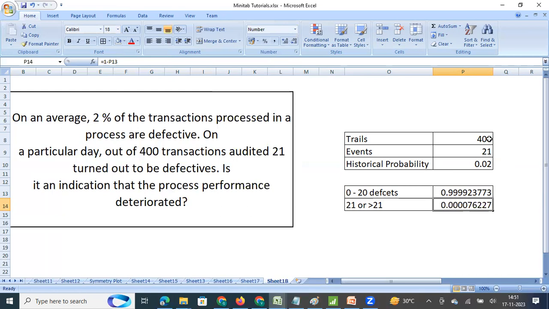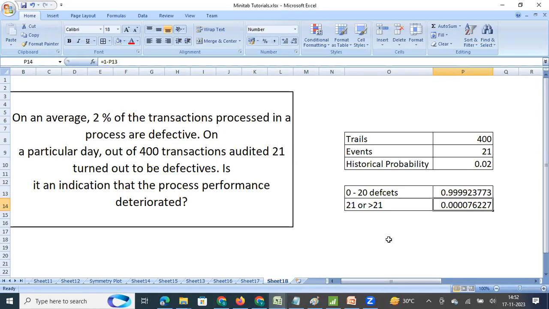If such an extremely remote possibility has happened today, that tells me there is something seriously wrong with the process. If I am the process owner, I need to immediately stop my process and understand, is there anything wrong with my software? Is there anything wrong with my counting machine? Somewhere something is wrong because of which I am committing a very large number of defects, which is generally not supposed to happen in a process which had a historical error probability of 0.02. So that is the answer to this question.